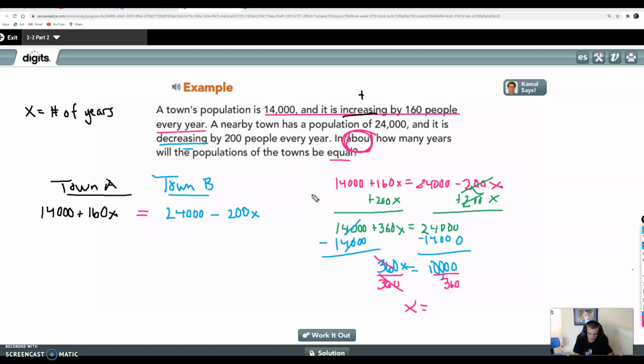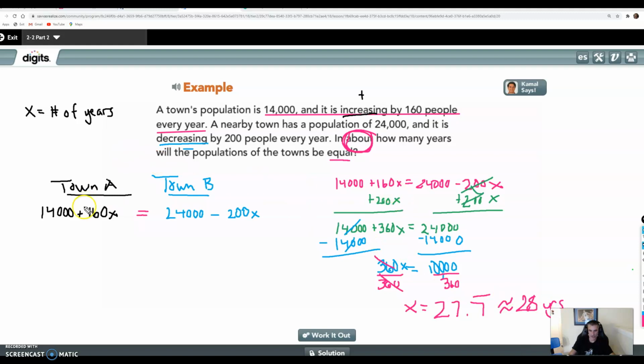All right, 10,000 divided by 360 equals 27.7 repeating. I don't know if you guys can see this. So the way we write that is 27.7 repeating. So this rounds up to about, this is the symbol for about or approximately, about 28 years.